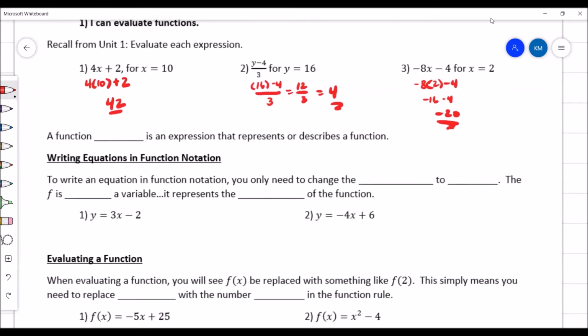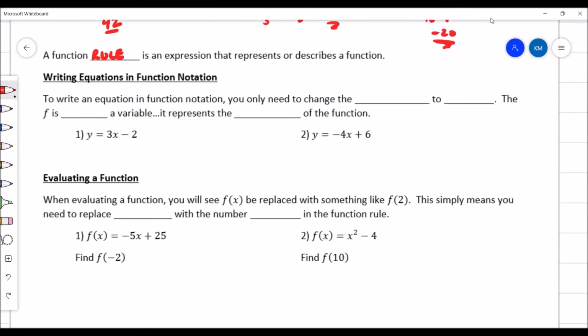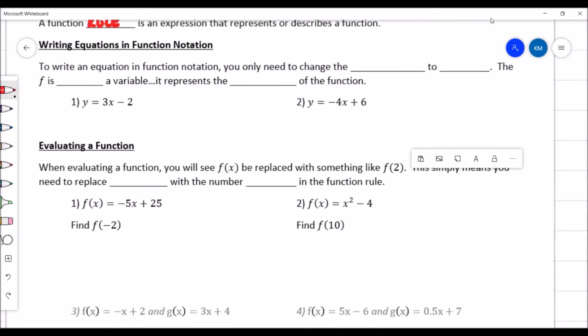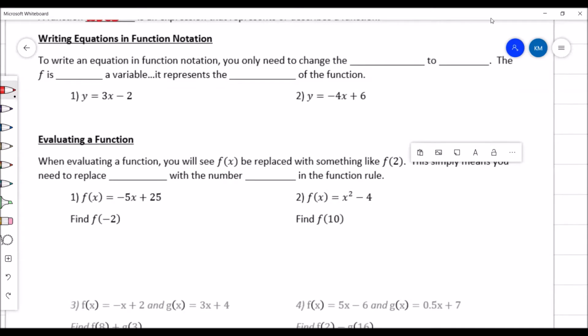Okay, so we're going to be using function rules. And that's kind of what we've already done. So we're basically renaming something that we've seen before. And a function rule is just an expression that represents or describes a function. Okay, to write an equation in function notation, you only need to change the y to f of x. The f is not a variable. Okay, it represents the name of the function.